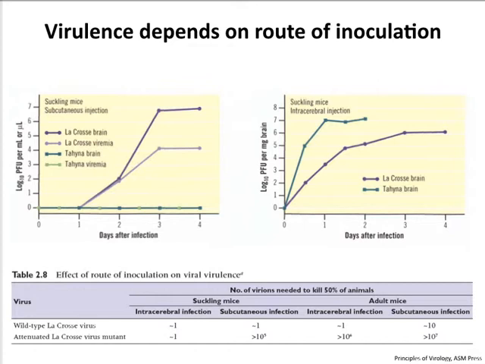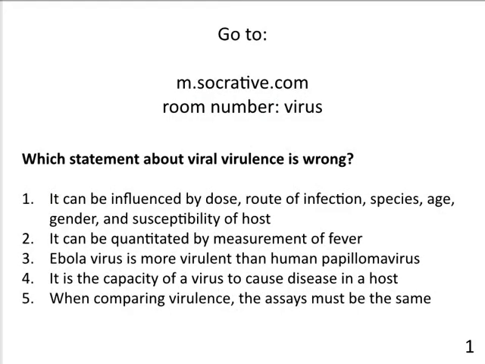And the attenuated La Crosse mutant, you need quite a bit of virus to kill 50% of the animals, either IC or subcutaneously. Look at the big difference, IC in adults, 10 to the 6th versus suckling mice, 1. So clearly the immune system of the adult makes a big difference here. So the age of the mouse and the route of inoculation are two things that we explored here. And this is just one of the many, many factors that influence virulence and that you have to specify.